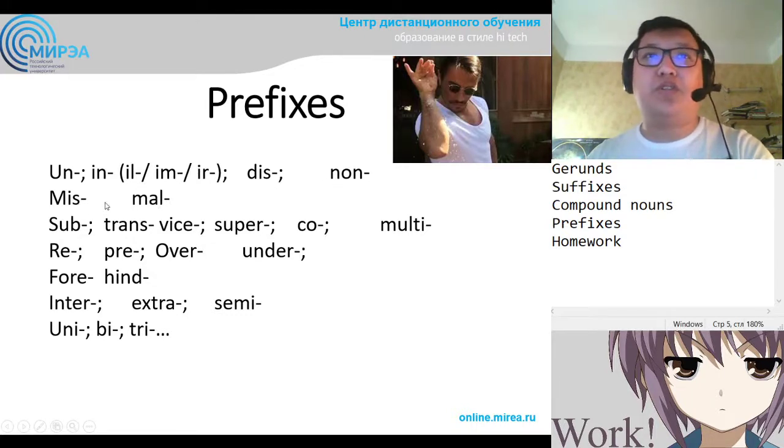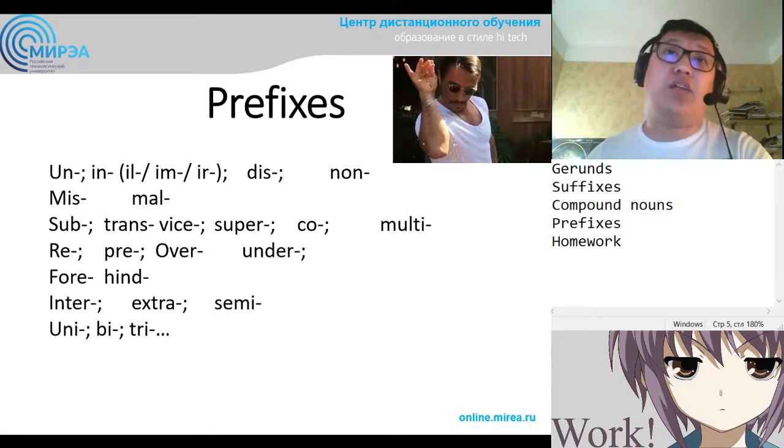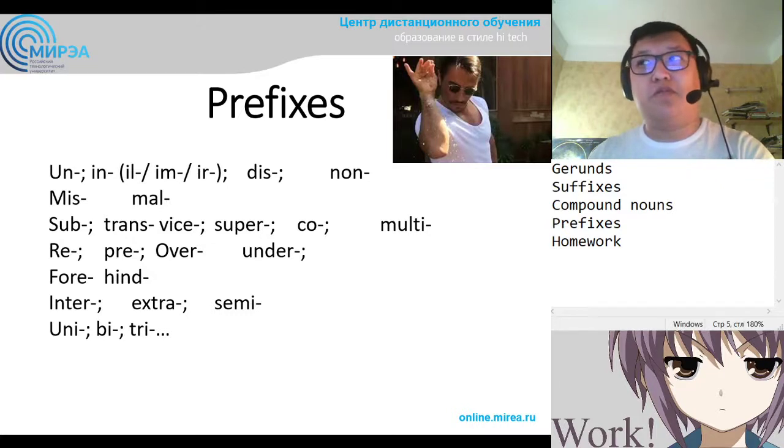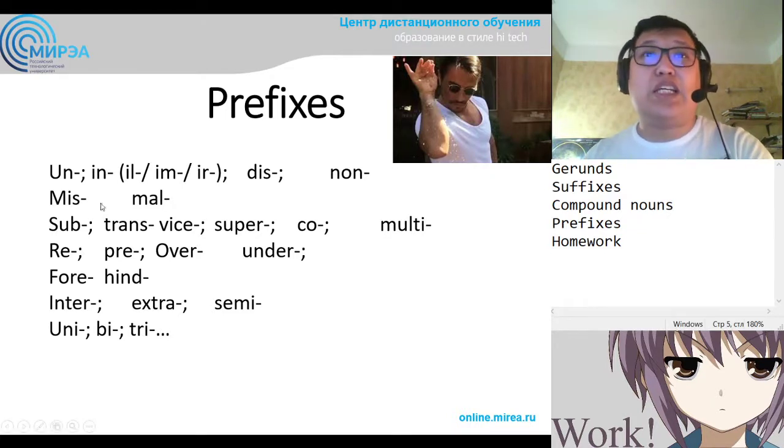With these two words, miss means in the wrong way, and mal is a Latin, an old and cool Latin prefix that means badly, in a bad way. So miss, you can mishear things, so hear in the wrong way, or misunderstand or misinterpret. And with mal, a machine can malfunction, so it works in a bad way, malfunctions.